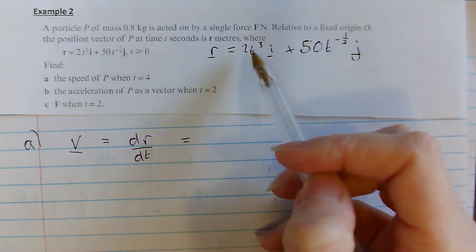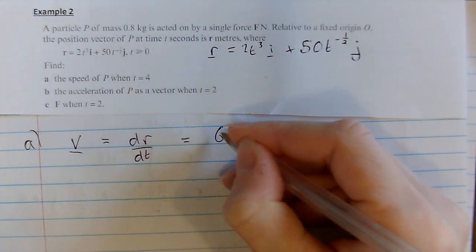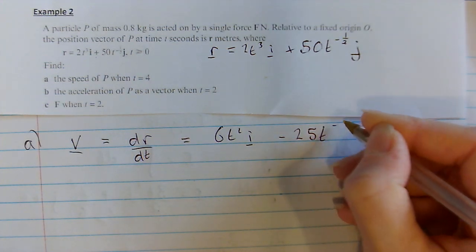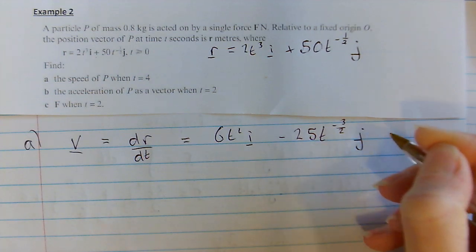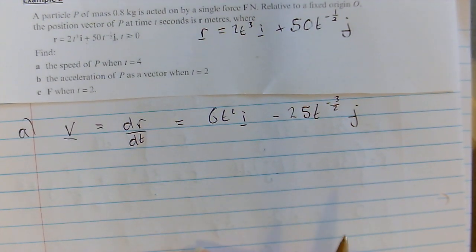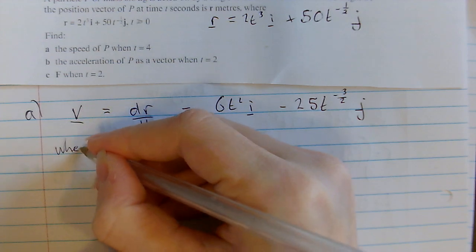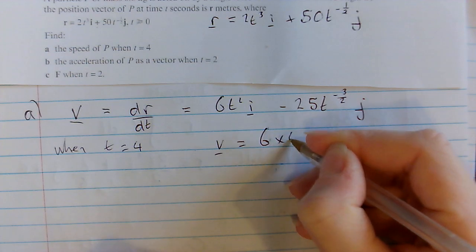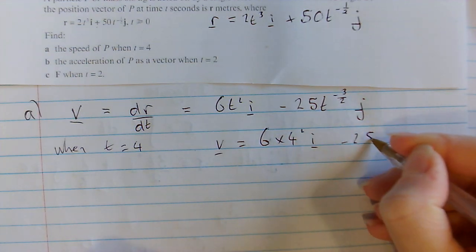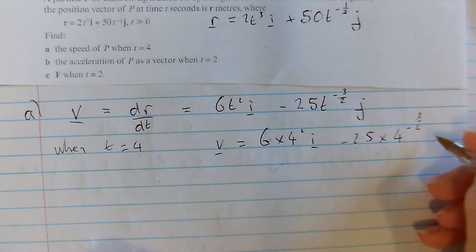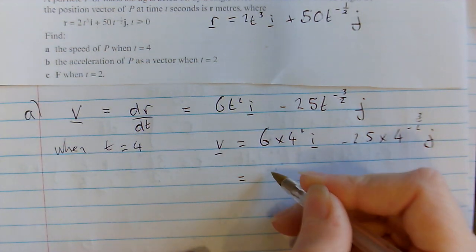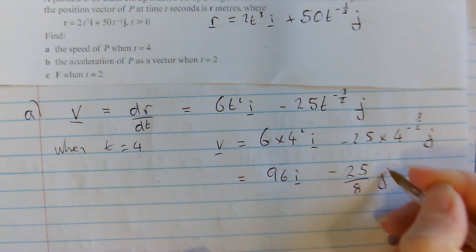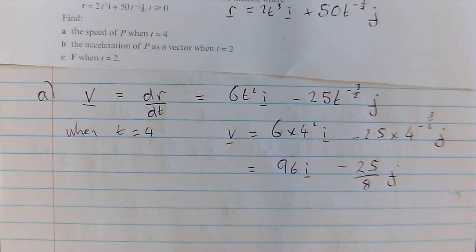So differentiate this. If I differentiate, this one's easy to see, isn't it? If I differentiate this, I'm going to end up with 6t squared i minus 25t to the minus 3 over 2 j. Okay, and you want that when t is 4. So put t is 4 into this, so 6 times 4 squared i minus 25 times 4 to the minus 3 over 2 j. And you could just put all that into your calculator and you get 96i minus 25 over 8 j. So that's velocity, but they're asking for speed.